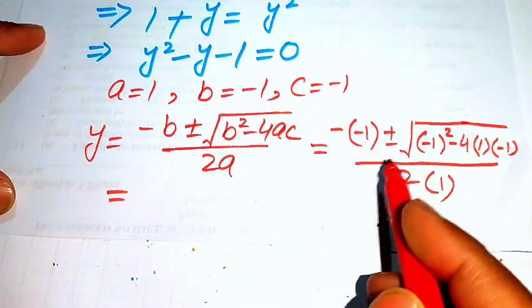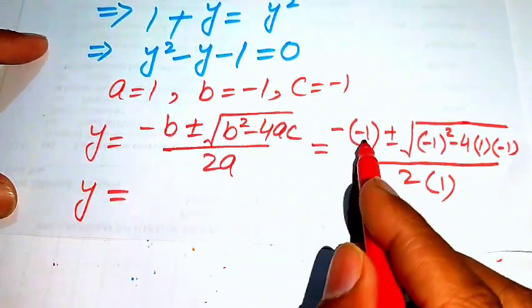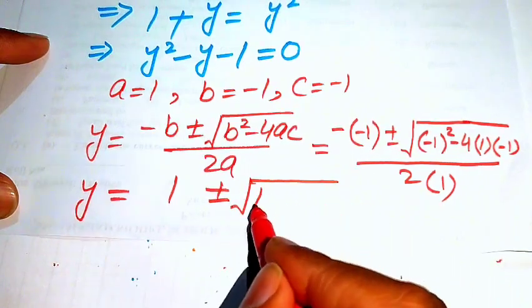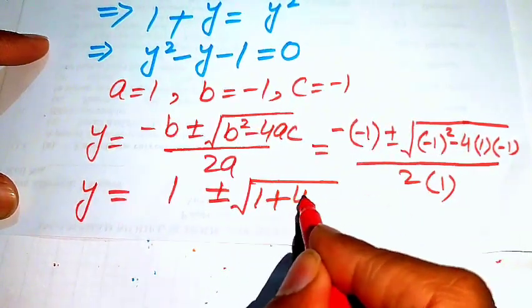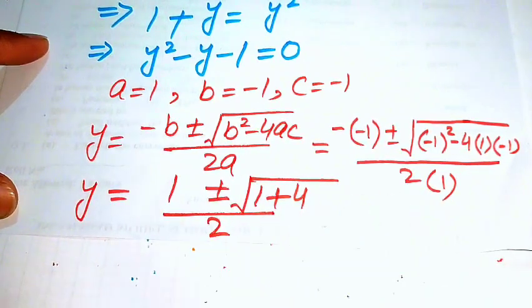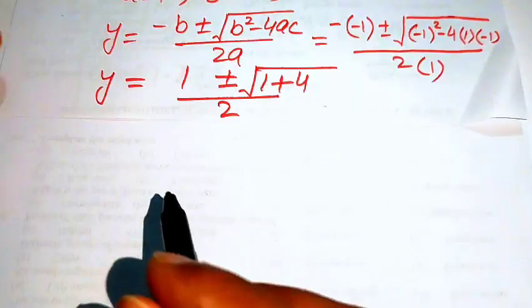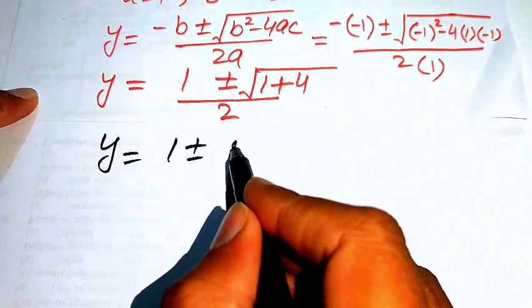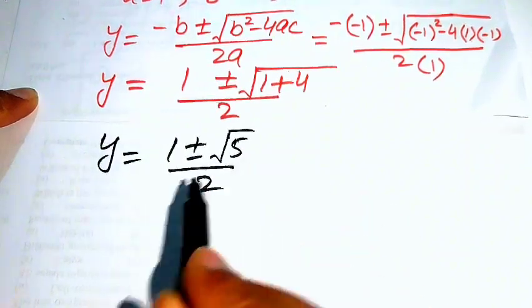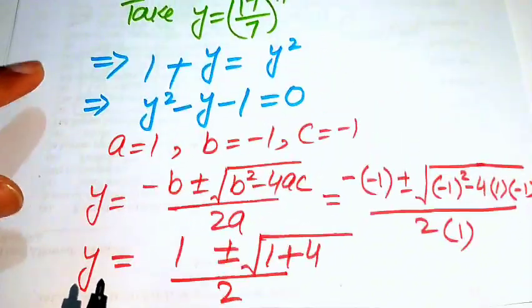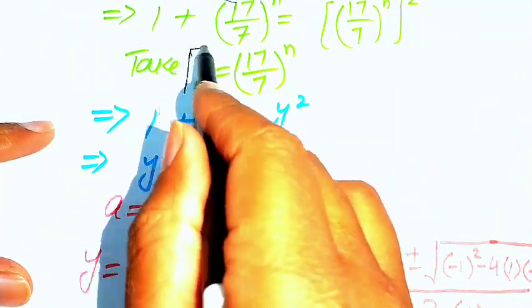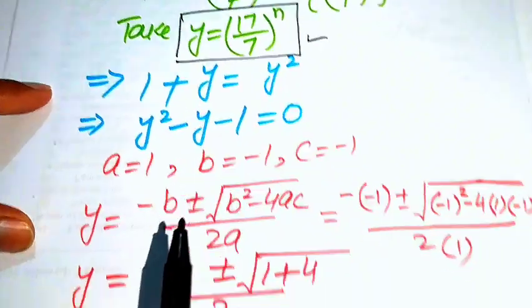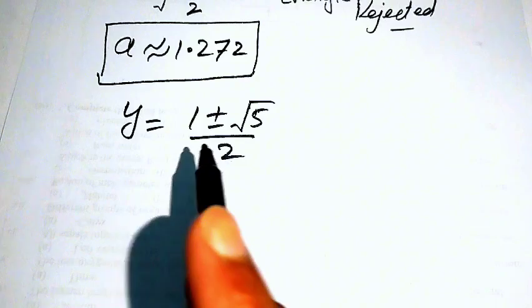So in the next step here we need simplifications, and this minus times minus becomes plus 1, and plus minus minus 1 square is 1, and this minus times minus is plus 4, and 2 times 1 becomes 2. So now in the next step we have y equals 1 plus minus square root of 1 plus 4, which becomes square root of 5, divided by 2. And now in the next step we substitute the value of y, and you see here this is the value of y equals 17 over 7 and its whole power n. So we back substitute the value of y here.